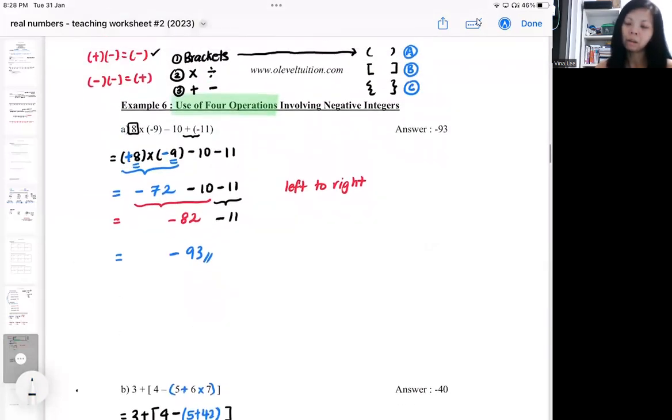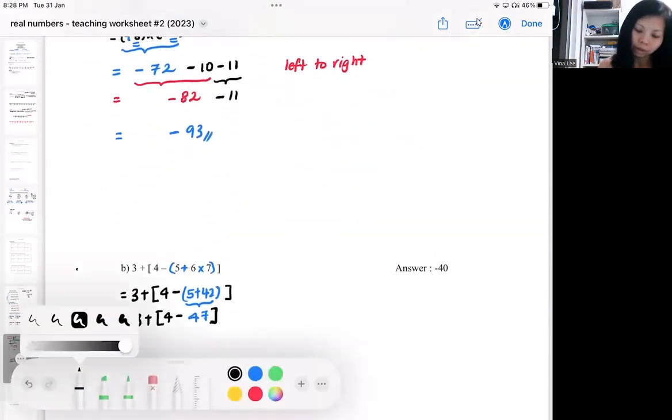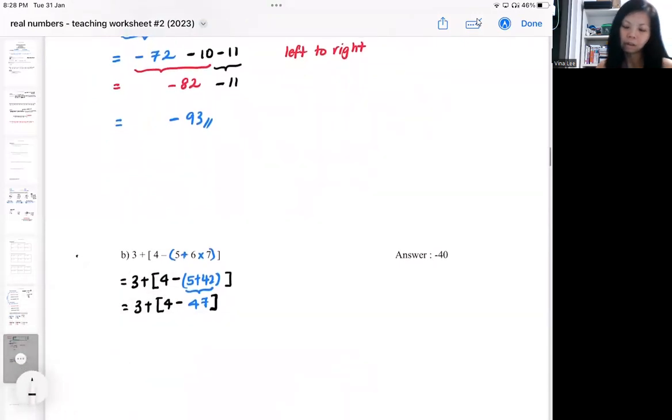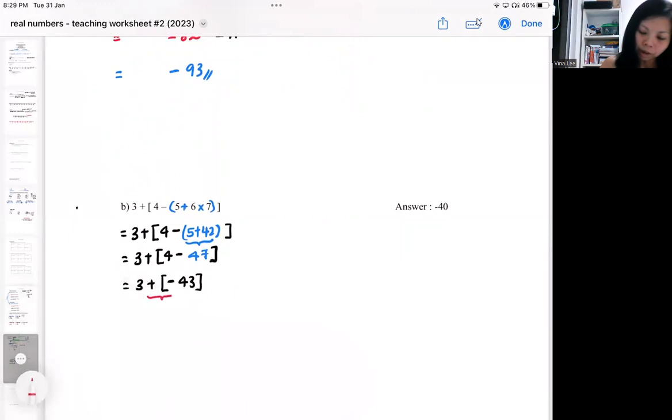Then you handle bracket B, the square bracket. Inside the bracket, it is 4 minus 47, a small number subtracting a huge number. So the square bracket is giving me minus 43. After that, I can apply the rule: the positive guy and the negative guy met each other.